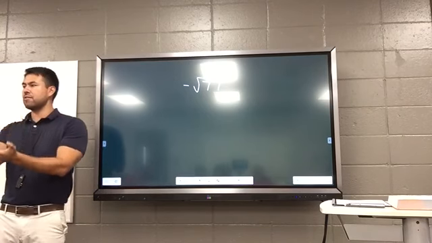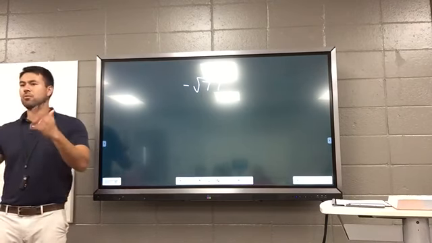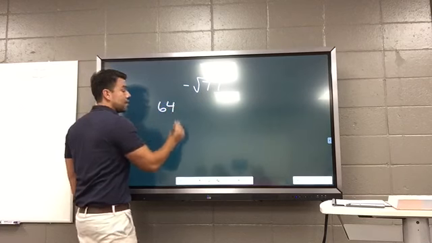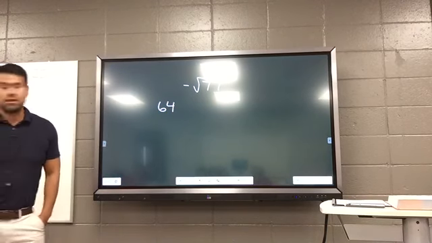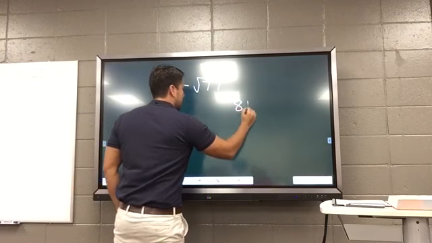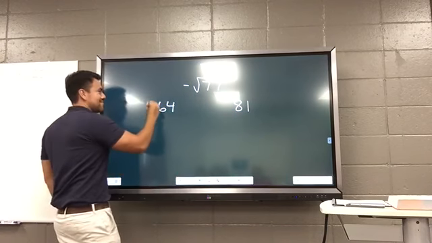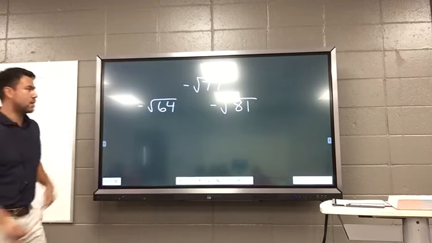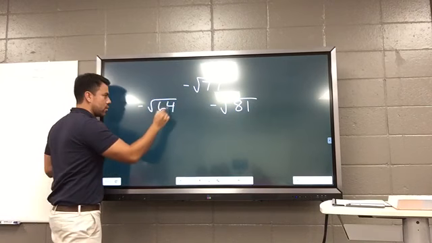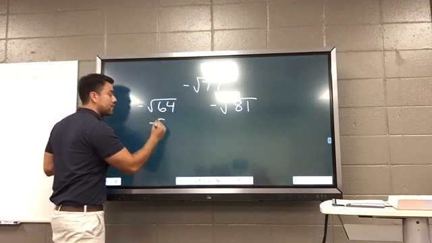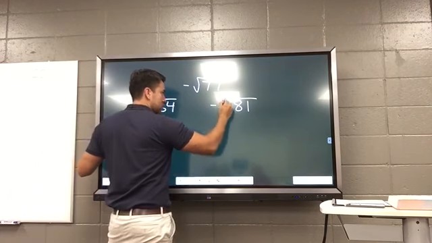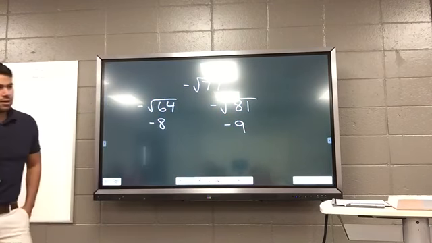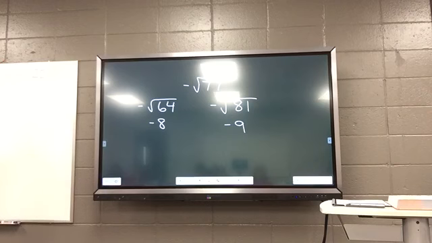What two perfect squares does 77 lie in between? What two consecutive perfect squares? Give me one before or after, Mandy. 64. One after it. 81. Would it not be negative 64 and negative 81? Yep, so again, we're talking about negative, so good. What's the negative version of the square root of 64? Negative 8. What's the negative version of the square root of 81? Negative 9.